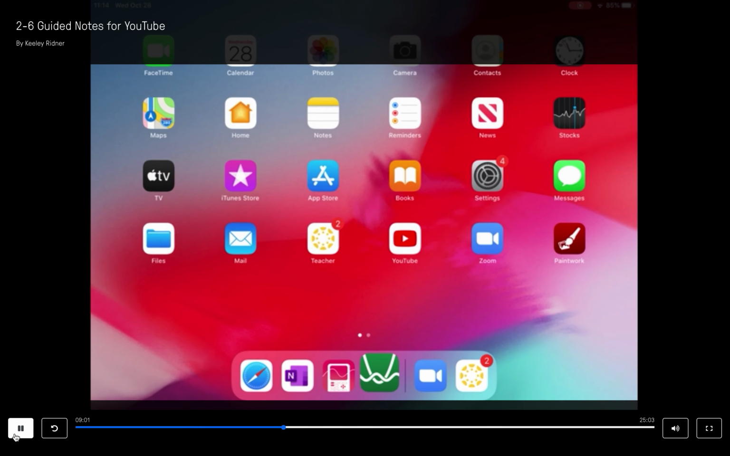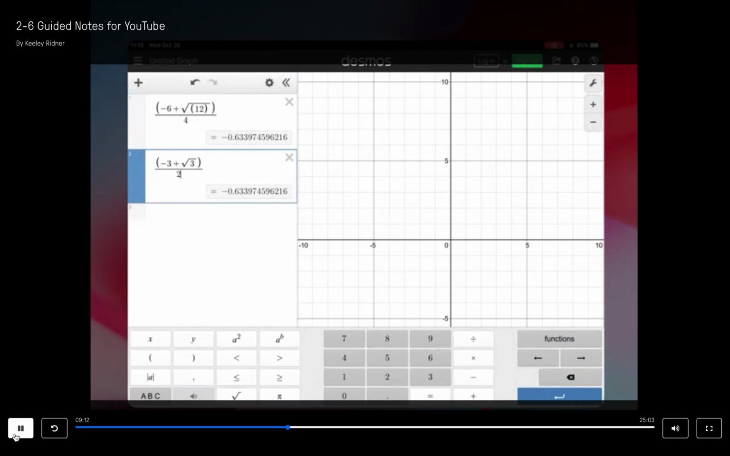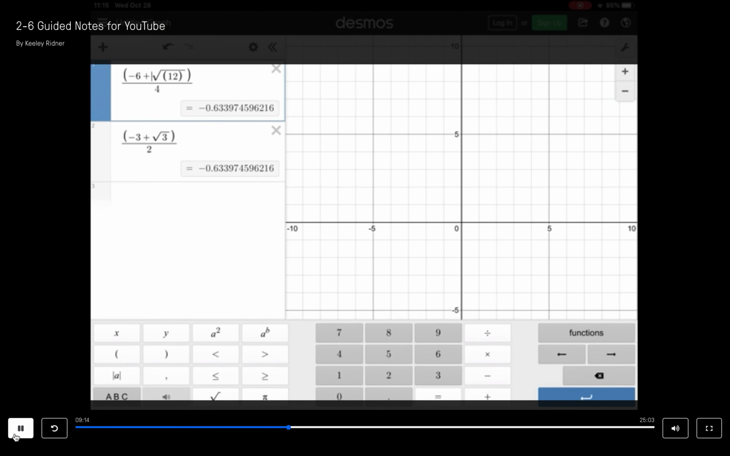So what did I do? These are the two answers from here and here. I typed in the plus. I could also change those pluses to minuses because there's 2 answers. So if I make that a minus and this a minus, notice they're still equal.